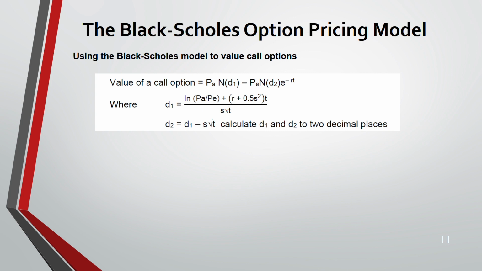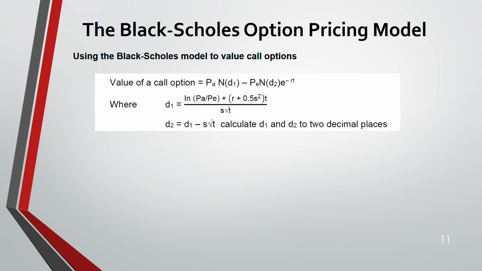Looks a little bit confusing. What is it? No worries. We have a solution for it also. We are going to do a question and I'm going to use this formula and show you. Where d1 is equal to, and d2. You need to understand what d1 and d2 are. You need to calculate them first. So d1 is equal to ln, that is logarithm, of PA divided by PE, plus r plus 0.5, 0.5 is fixed, it's in the formula, into s squared, times t, divided by s times the square root of t.